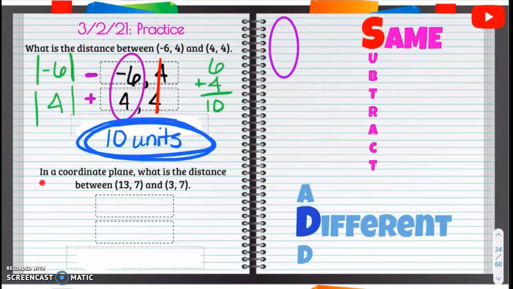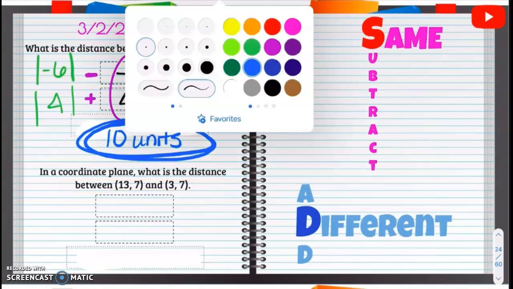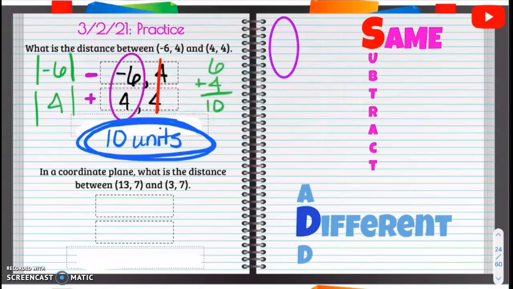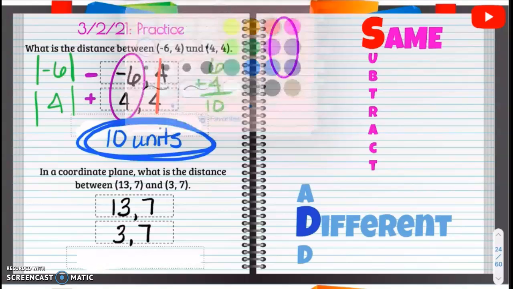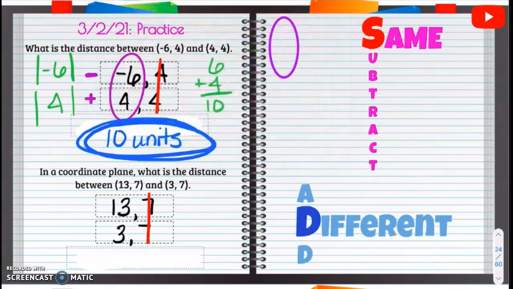Alrighty. In a coordinate plane, what's the distance between these two? Oop, there we go. We have 13, 7, 3, 7. Look at that. 7's are going to pair up and go off into the sunset. We don't need to worry about them. They found their match. We are going to take a look at and worry about 13 and 3.